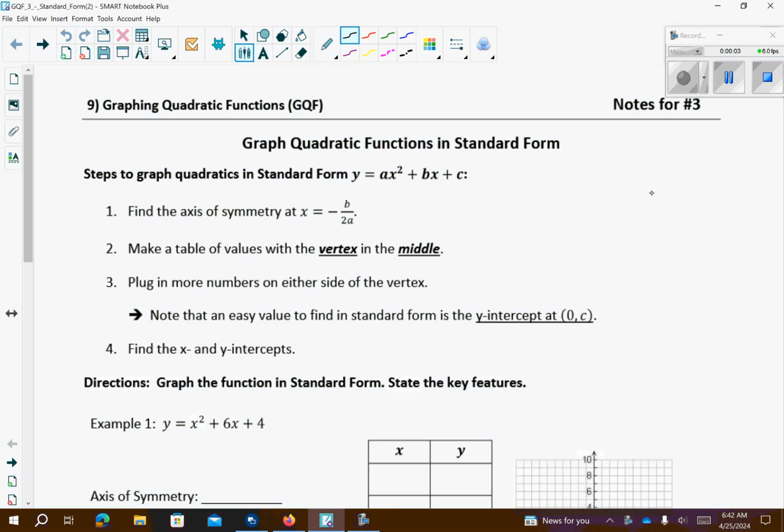CP Algebra. We're going to continue with page 123. I don't think I was able to get all the way through. I want to make sure I show you guys the pattern graphing I was showing class.